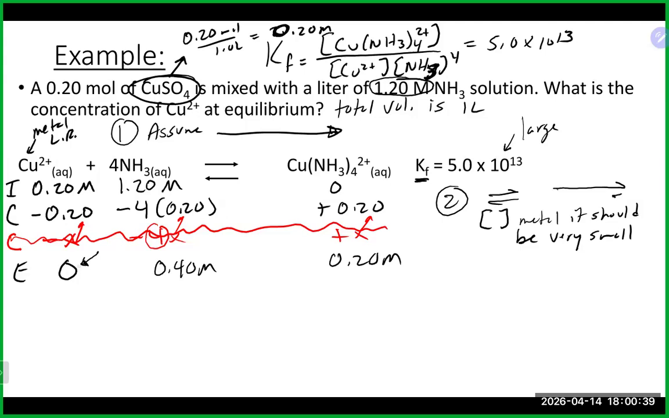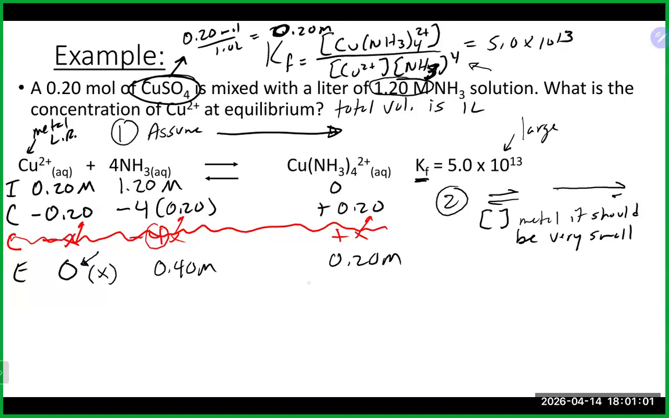So what we do at this point is we actually go back here, and even though we zeroed out the metal, we now are going to call the metal X. And we're going to go back and solve for the value of the free copper floating around in that solution. To do that, we're going to use our equilibrium expression. So just like normal, we're going to put this in here and solve for X.